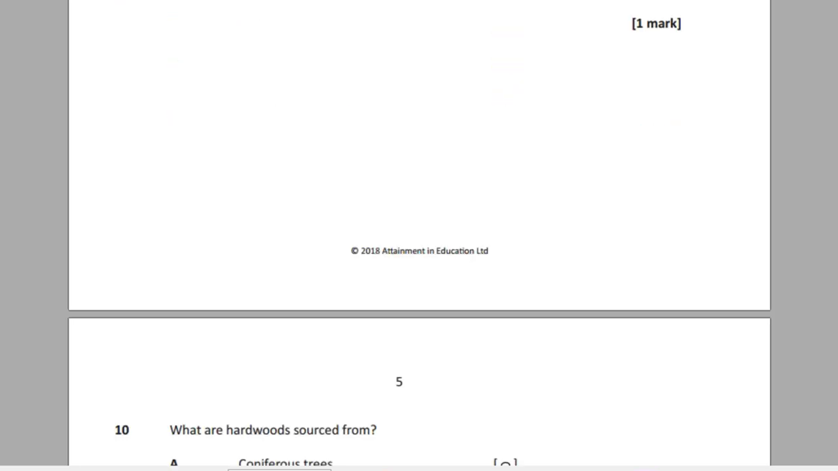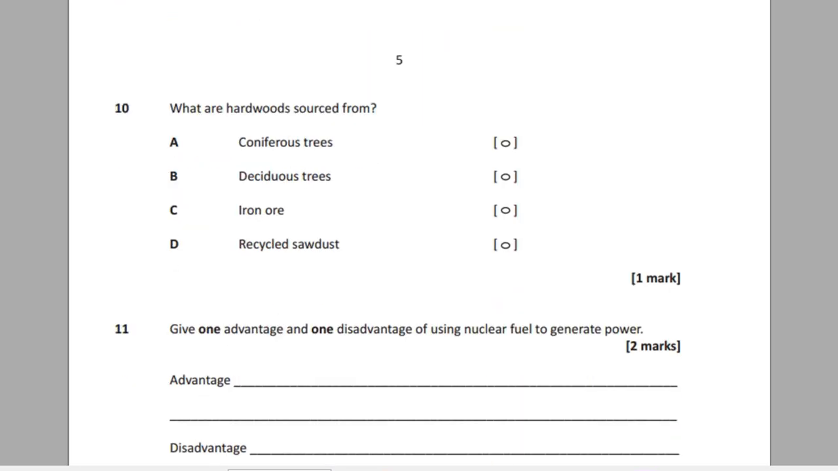Okay, let's now go to question 10. What are hardwoods sourced from? There are two types of woods or timber: hardwoods and softwoods. We know that hardwoods come from trees known as deciduous trees, and these are slow growing trees which generally lose their leaves at certain times of the year, and because of the slow growth, they have very dense material inside them, or dense wood.